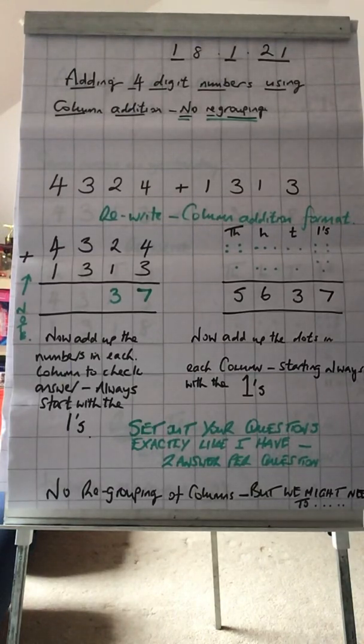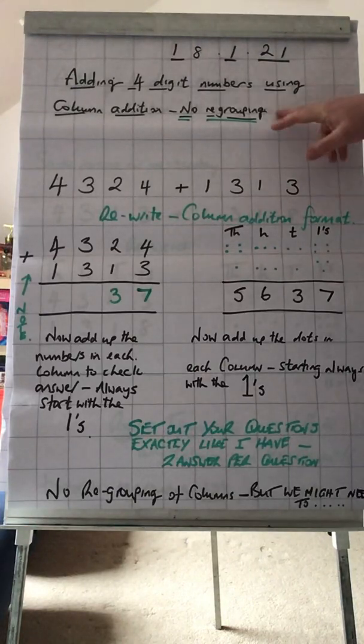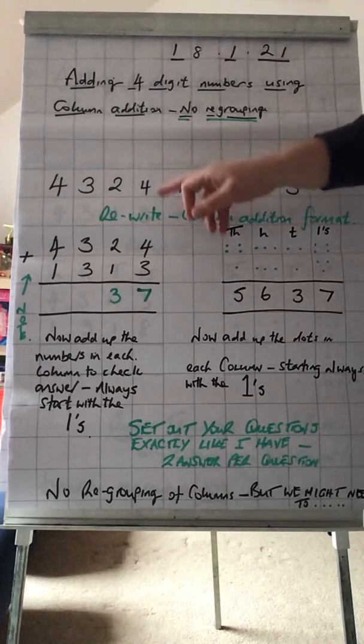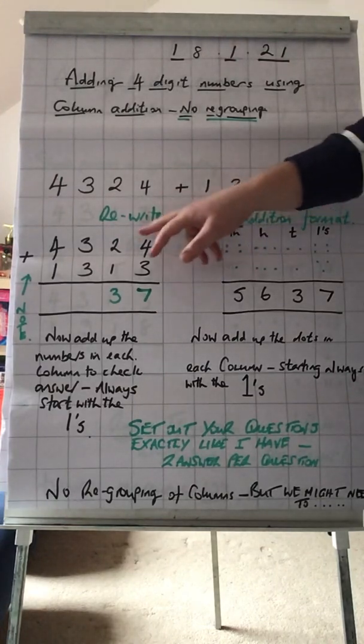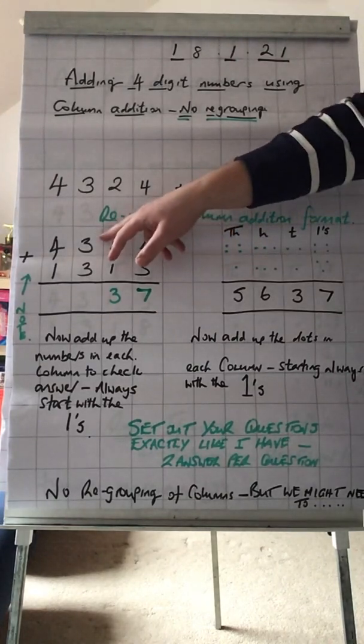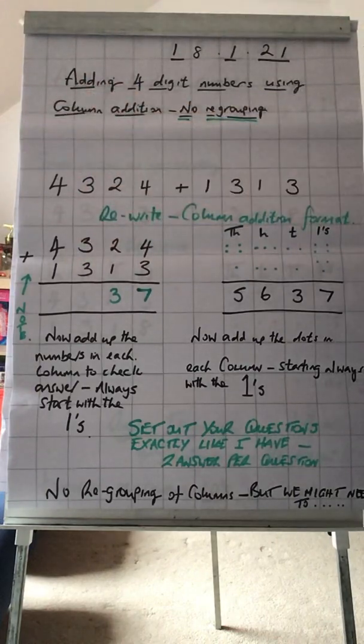Okay, so today and tomorrow we're going through column addition again. There is no regrouping. Literally, column addition is where you add up columns. You always start with your ones, then you go to your tens, then your hundreds, then your thousands, tens of thousands.